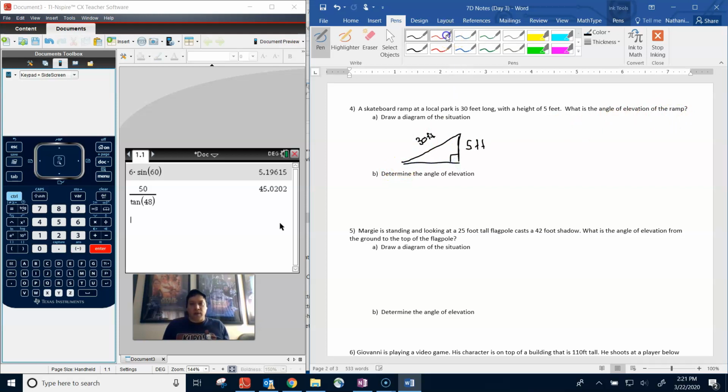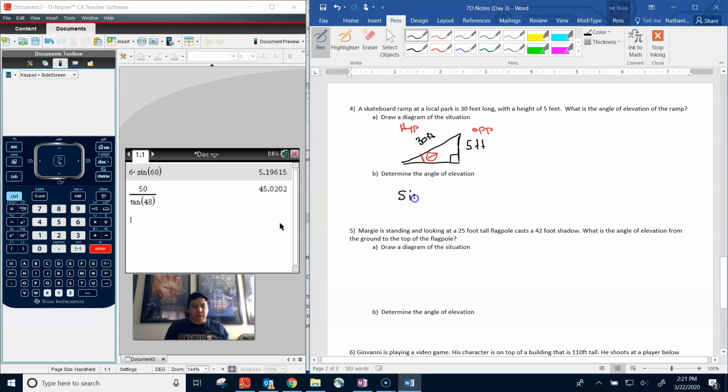If we draw this ramp here, we don't know the angle of elevation. This is our question mark, or x if you'd like to put that instead. Determine the angle of elevation. This should be easy. Watch. I actually didn't need to draw that twice, really. So we'll just label it. What is this, 5 feet? Well, this is your opposite. This 30 feet is your hypotenuse. What function uses opposite and hypotenuse?